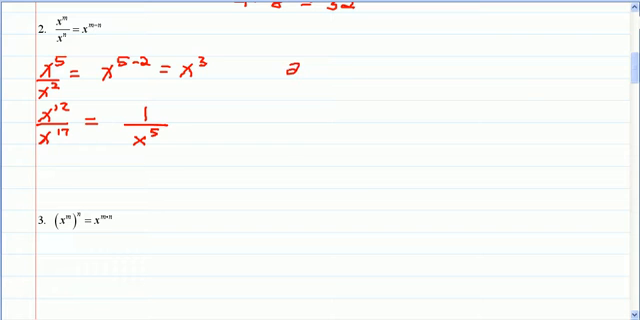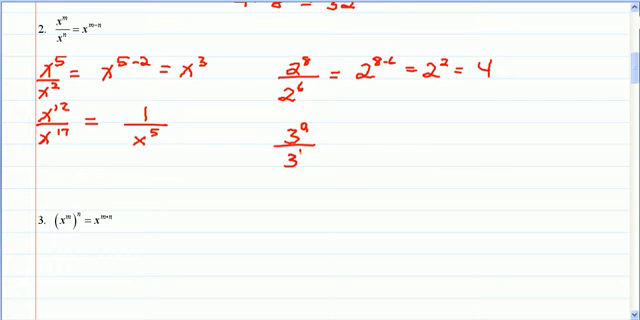Another example would be if you had 2 to the 8th over 2 to the 6th. The bases are both 2, so you subtract the exponents starting with the highest, and since the highest exponent is in the numerator, it's going to be 2 to the 8 minus 6, which is 2 squared, and 2 squared is 4. Whereas if you had 3 to the 9th over 3 to the 11th, the larger exponent is in the denominator, so it's 1 over 3 to the 11 minus 9, which is 1 over 3 squared, and 3 squared is 9, so the answer is 1/9.